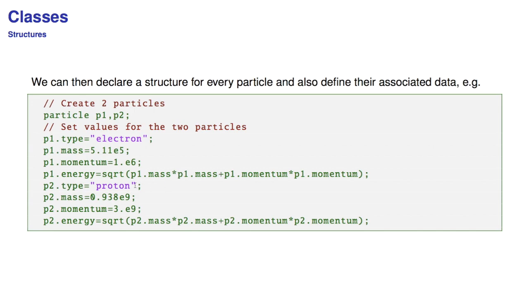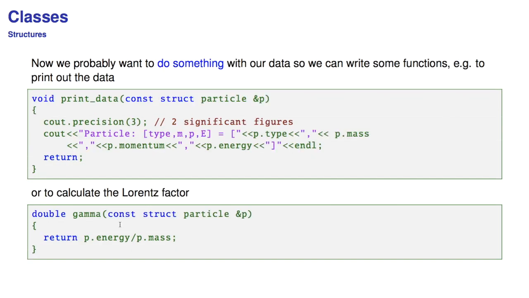And for a proton, it would be slightly different. It would be 938 times 10 to the 9th, so giga electron volt. And its momentum, for example, could be 3 giga electron volt over C. And once again, we can calculate its energy in exactly the way we expect. So there's no big surprise there.